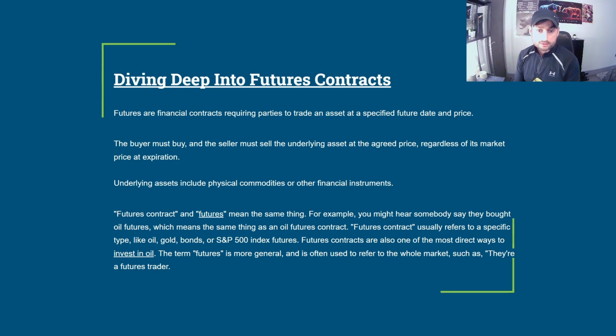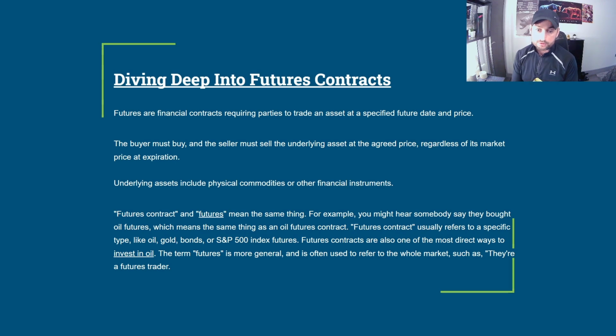Futures contract or futures mean the same thing. The example you might hear is somebody say they bought an oil future, which means the same thing as oil futures contract. So you're buying a futures contract in oil. You're basically just buying oil at that specific price. Usually it refers to a specific type, like oil, gold, bonds, S&P 500. Futures contracts are also one of the most direct ways to invest in oil.